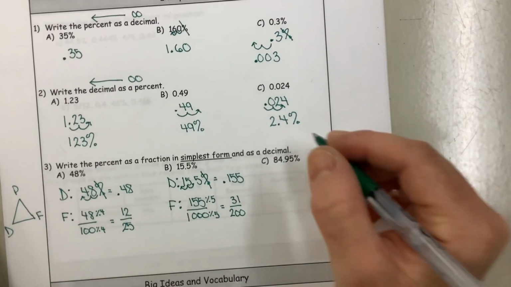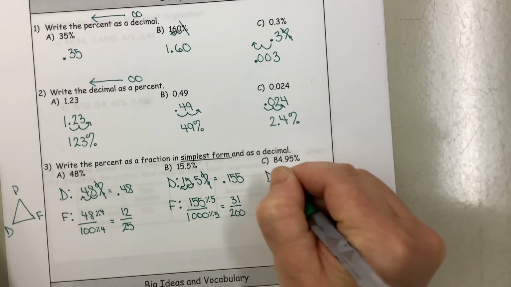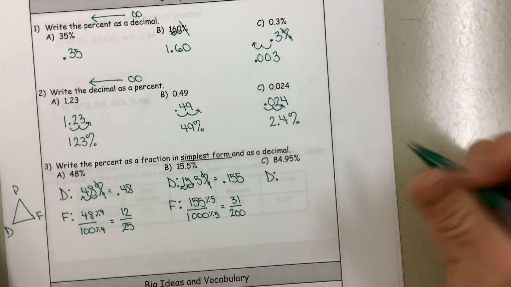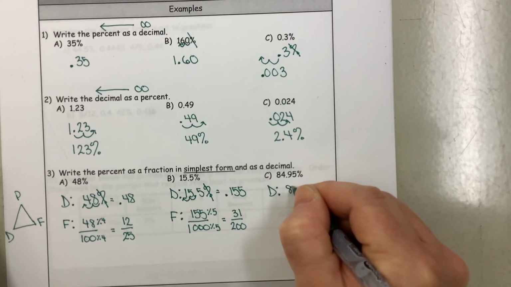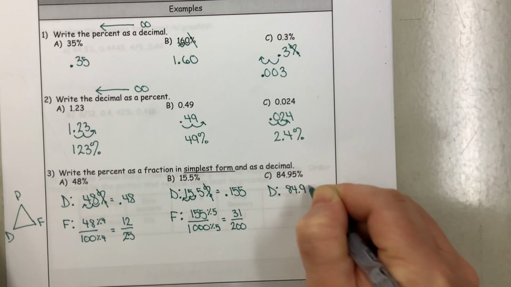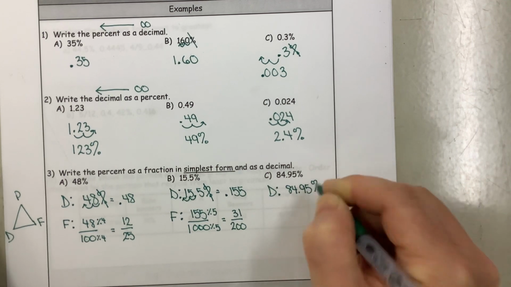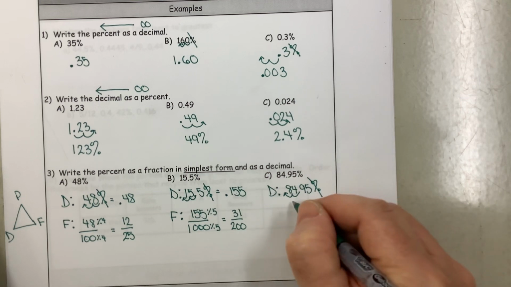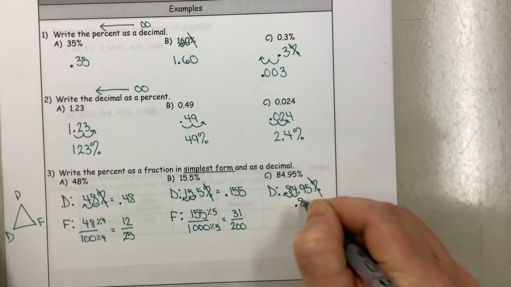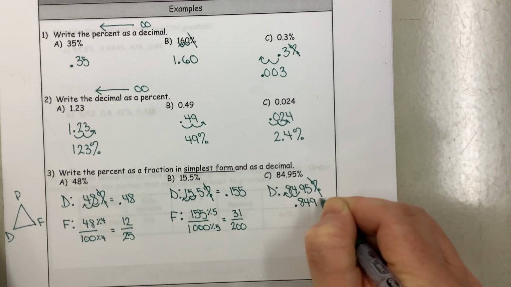All right, and the last one. I always do the decimal first when I have a percent. I feel it's much easier. So if we have the 84.95%, we're going to drop the percent, move the decimal 2 times smaller, which gives us 0.8495.